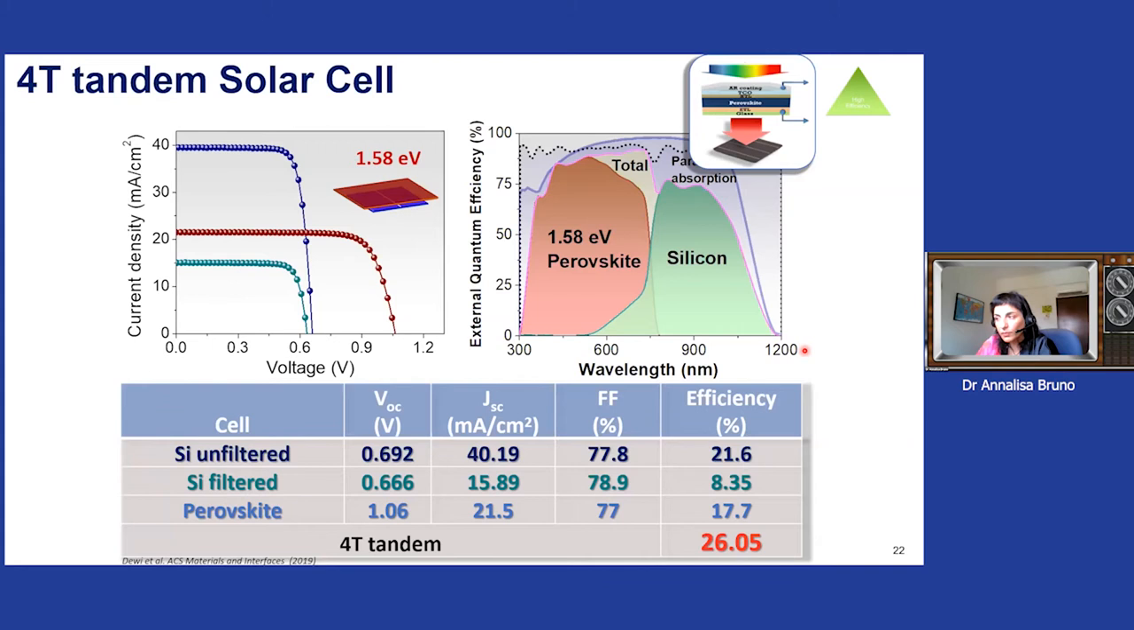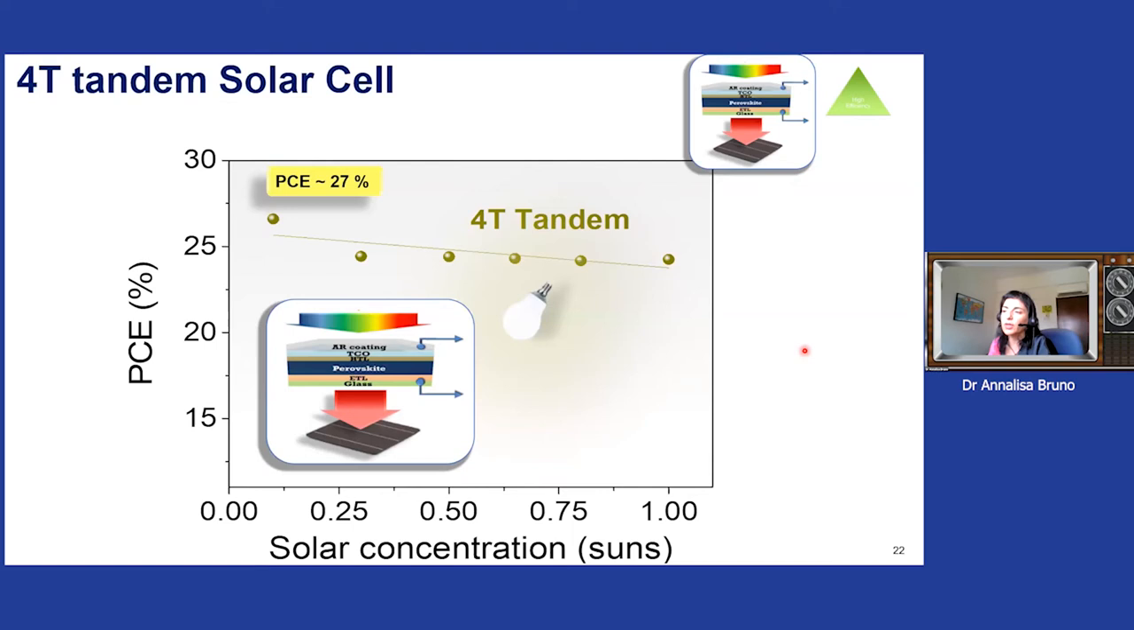And in this configuration, we achieve an efficiency of about 26%, but even if we analyze these cells with a lower solar concentration, which corresponds to a day where we have clouds or the sun is not at its maximum, the efficiency of the cell can reach even 27%. And this is a very nice result because it guarantees us that even in real-life application configurations, these 4T tandem solar cells can work properly.